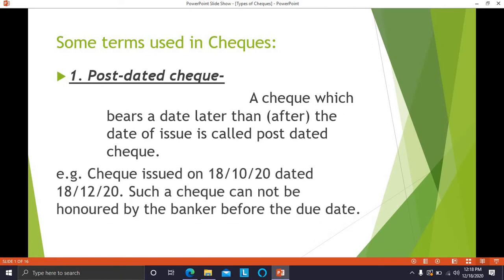A check is issued by a person on 18th of October, but the date written on it is 18th of December. Such a check cannot be honored by the banker before the due date. Such a check is called a post-dated check. So the check is given on 18th of October, the date written is 18th of December. The person has to wait till 18th of December. After 18th of December only he can present that check for clearing. This is a post-dated check.